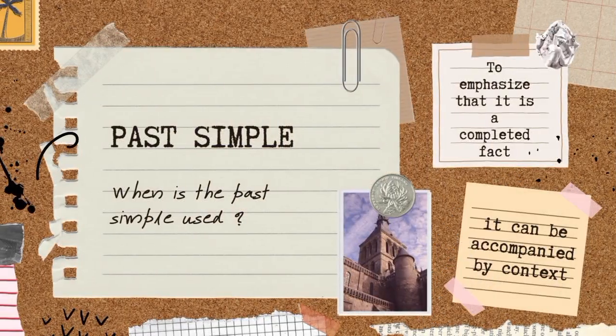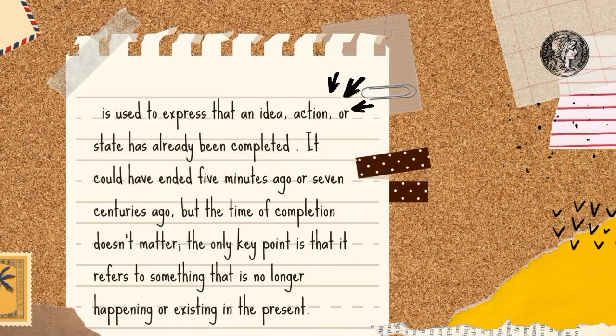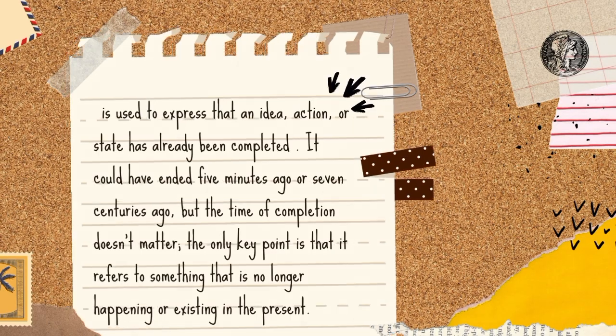Past simple. When is the past simple used? The past simple is used to express that an idea, action, or state has already been completed. It could have ended 5 minutes ago or 7 centuries ago, but the time of completion doesn't matter. The only key point is that it refers to something that is no longer happening or existing in the present. To emphasize that, it is a completed fact.